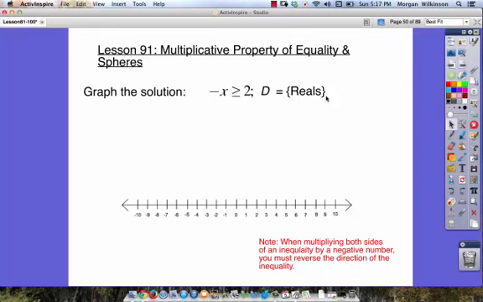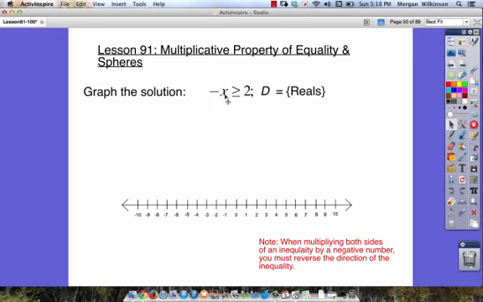Lesson number 91 is about the multiplicative property of equality and inequalities. Our first question says to graph the solution, and we have this inequality. It says negative x is greater than or equal to 2, and our domain D can only be real numbers. So in order to graph this, we first need to solve for x.